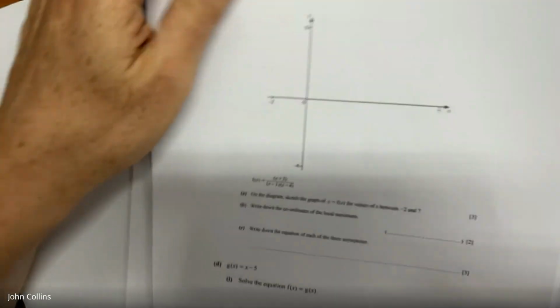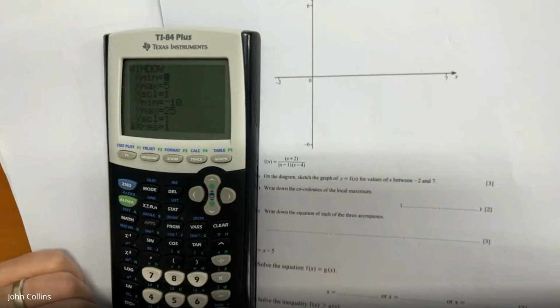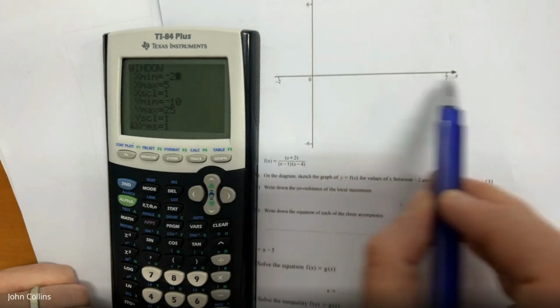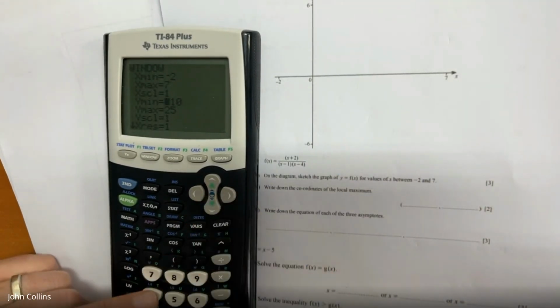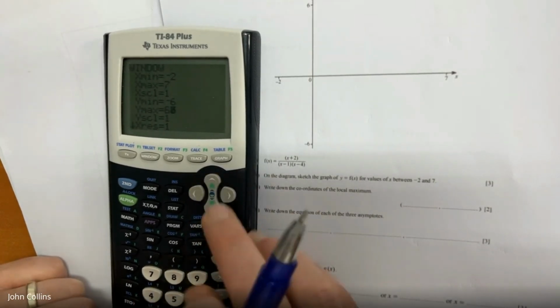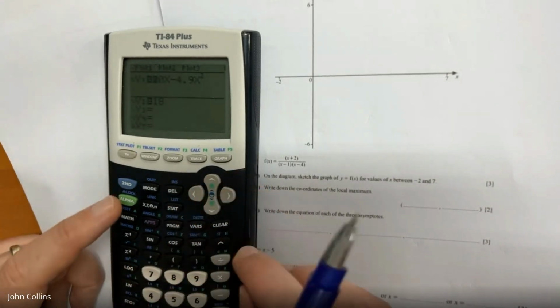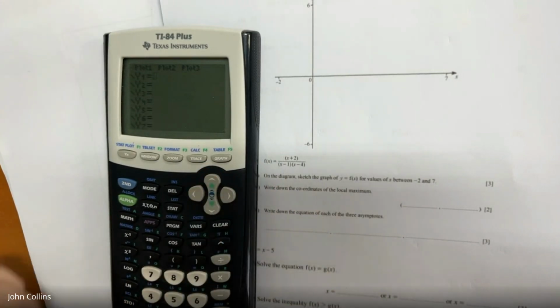Okay, moving on to question 4, another graph. Set your window, either first or second, but definitely set your window to what is written here: -2 and 7 for x, and -6 and 6 for y. Then I'll type in my function, clear out the old ones, press clear. This function needs lots of brackets, so I'm going to put the x plus 2 in an extra set of brackets.